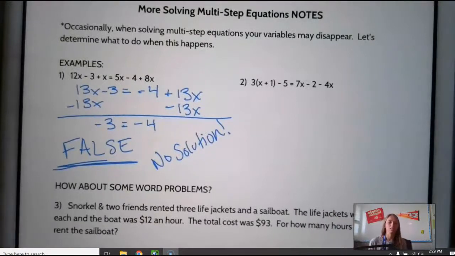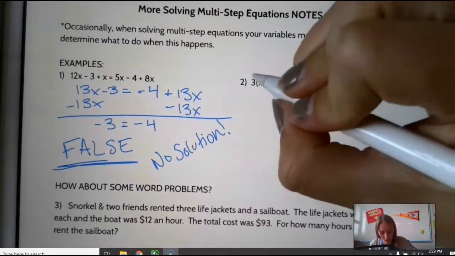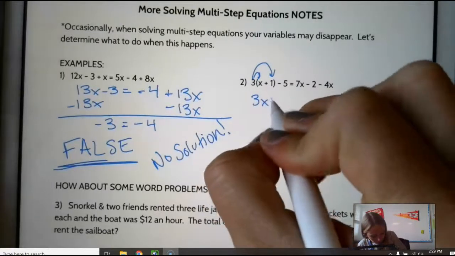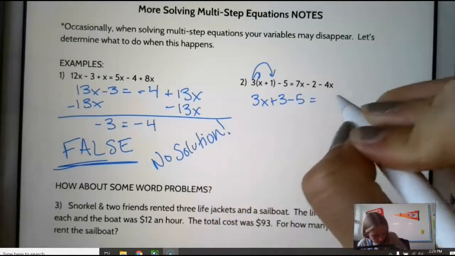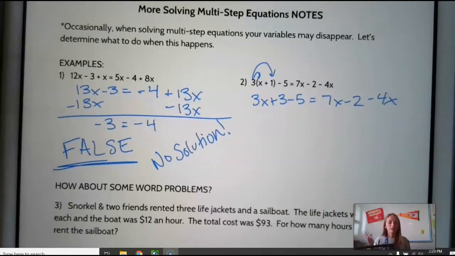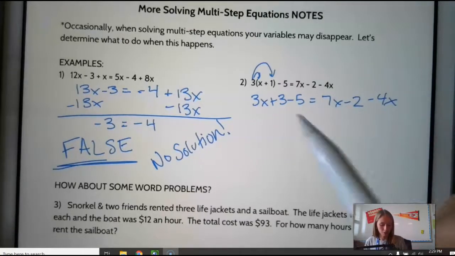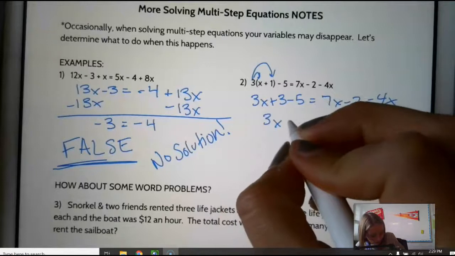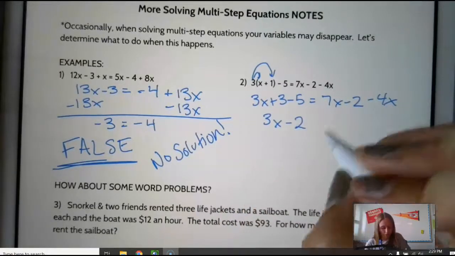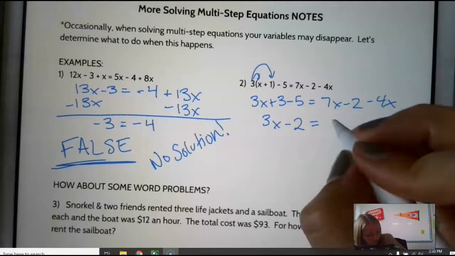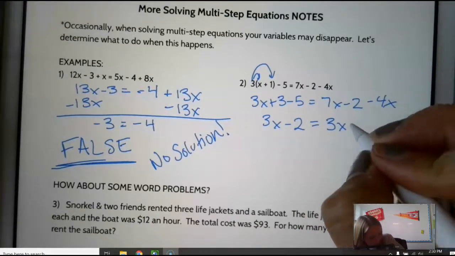The first thing I notice is there's parentheses, so I'm going to distribute that 3. I end up with 3x plus 3 minus 5 equals 7x minus 2 minus 4x. So we did distribute. Now we need to simplify or combine like terms. Over here I have the 3 minus 5, so I now have 3x minus 2. And then equals, I'm going to combine the 7x minus 4x, so I get 3x minus 2.